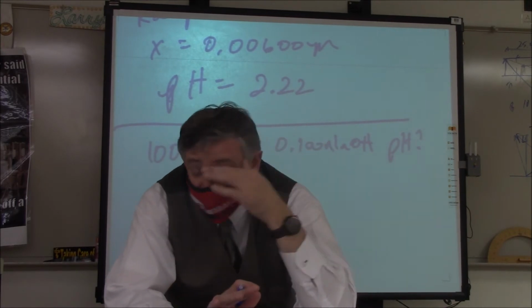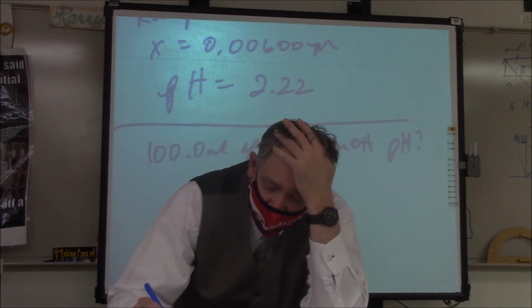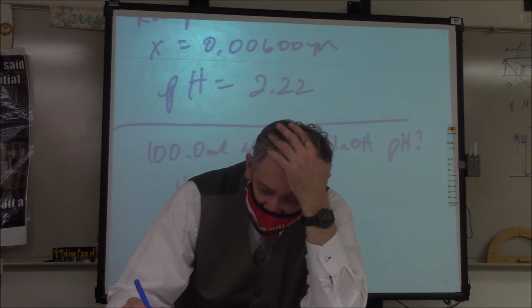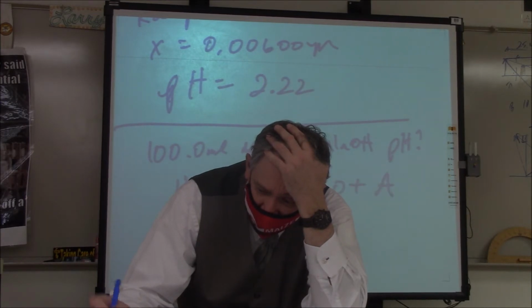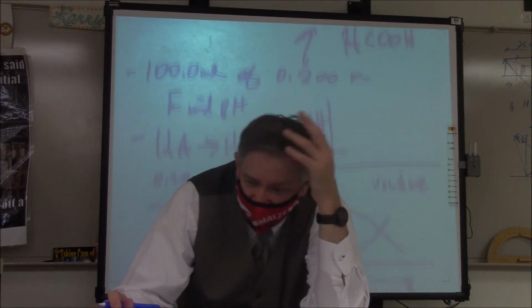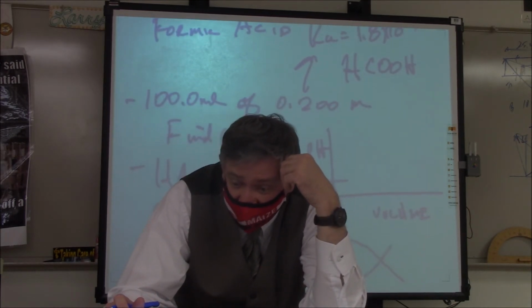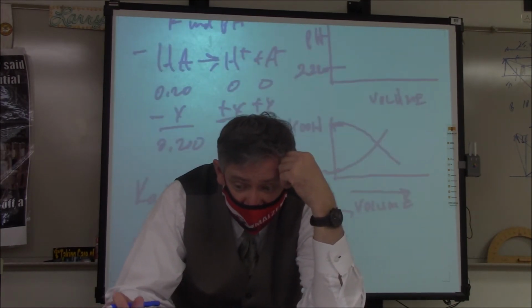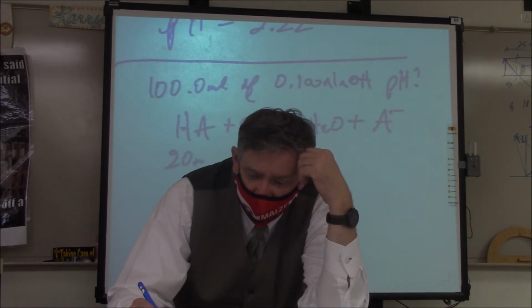So what's the first thing that I'm going to expect you to write out? HA plus NaOH equals H2O. Yeah, if you don't know what the reaction is, you're screwed. So you're going to get water and the anion, right? I started with 100 milliliters of 0.2 molar solution of the acid. So if I take 100 times 0.2, I've got 20 millimoles of my acid.